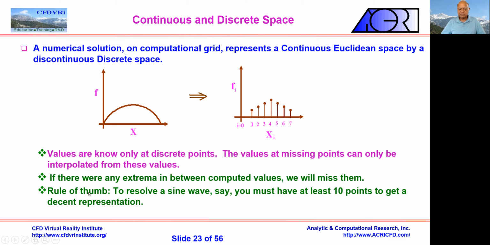So the rule of thumb is that to resolve a sine wave, let's say, you must have at least 10 points, okay? Try resolving a sine wave with 3 points. If we happen to be wrong, you just catch 0, right? If you just have 5 points, you'll catch a delta curve, right? So basically, you have to have enough points that it looks like a sine wave.